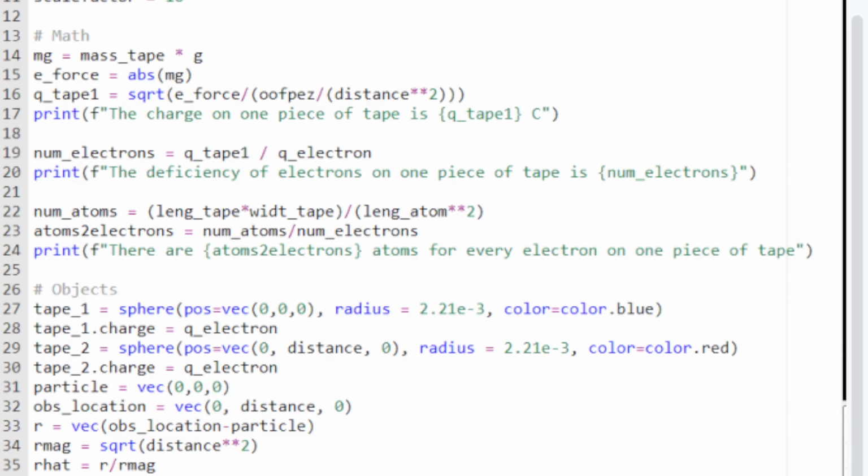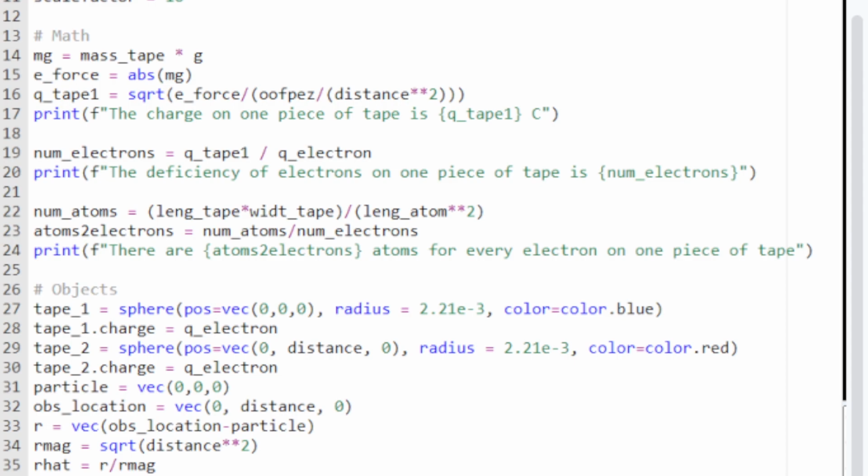As for the math section, first you calculate mg, and then you take the absolute value of that to get the electric field force. Next, you calculate the charge of tape 1, and then we find the number of electrons by dividing the charge of tape 1 by the charge of an electron. From there, you find the number of atoms by finding the area of the piece of tape, and then dividing it by the length of an atom squared. From there, you can also find the amount of atoms for every electron on the piece of tape by dividing the number of atoms by the number of electrons.